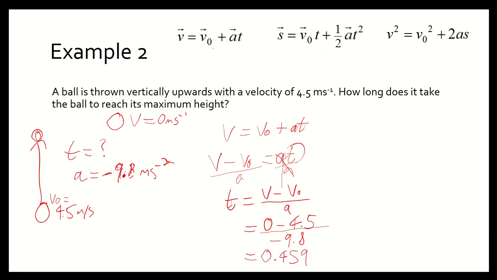But if we look up, how many significant figures do we have in the question? We only have 2, so this 0 is not significant. So we can write this as, I'm not going to do scientific notation now, 0.46 seconds.